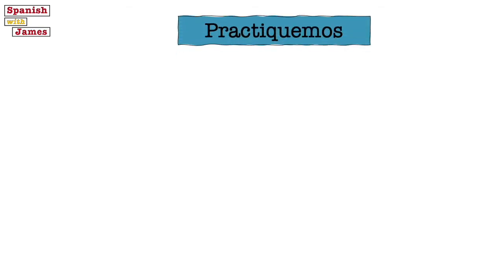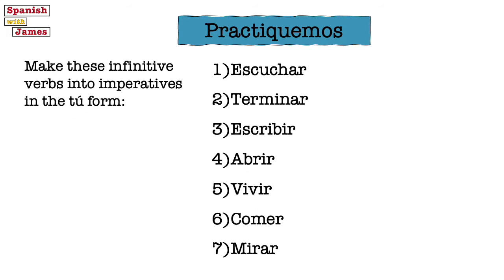Ahora vamos a practicar. Ahora practiquemos. So now let's practice. That's in itself an imperative to say practiquemos, let's practice. What I'd like you to do is to make these infinitive verbs into imperatives in the tú form. So remember, this is exactly the same as conjugating them into the él, ella, usted form. So it's nice and easy. We should be able to do this without any problems. So when you're ready, just pause the video, do the verbs 1 to 7, and then when you push play, we'll go through the answers.